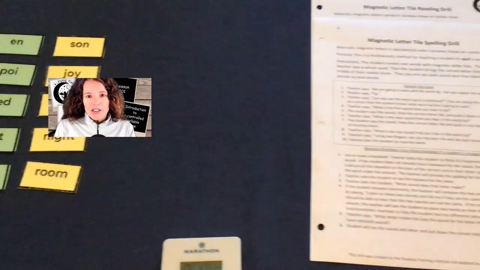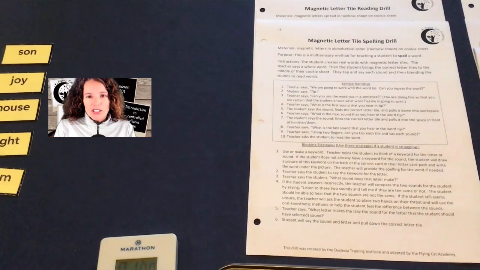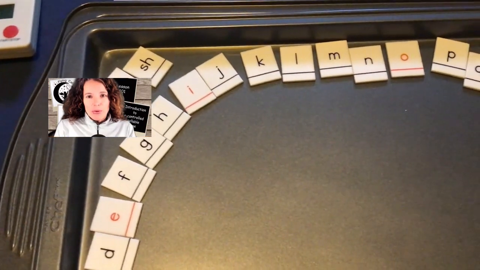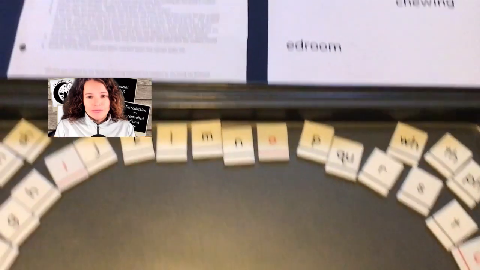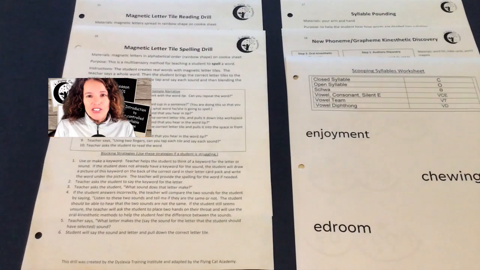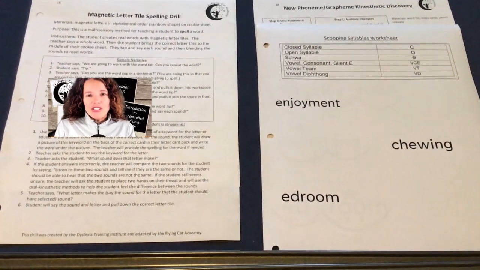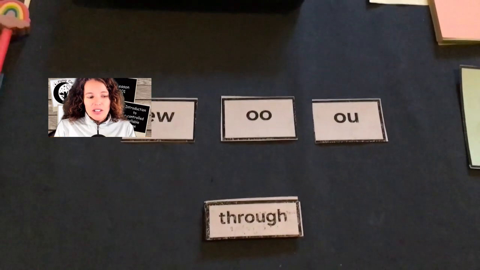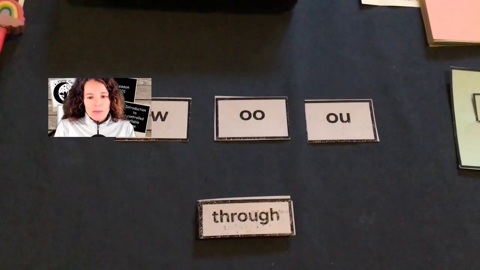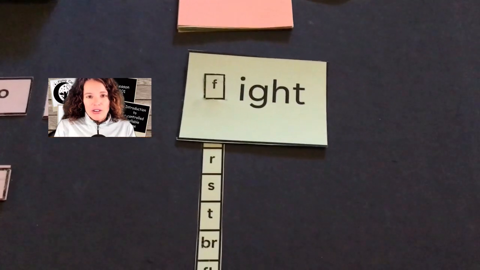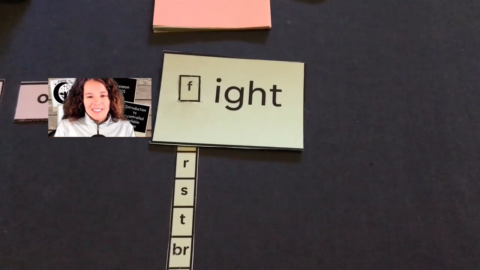For the magnetic letter tile drills for reading and spelling, you'll need the teacher instruction sheets and the cookie sheet with the letters spread in a rainbow shape for the student. You'll need the syllable pounding instruction sheet, the new phoneme grapheme kinesthetic discovery sheet, and the sheets for the lesson. In addition, we will have a sort that we used in a previous lesson to work on the different graphemes that all make the sound OO, and we'll also have a slider for IGHT.